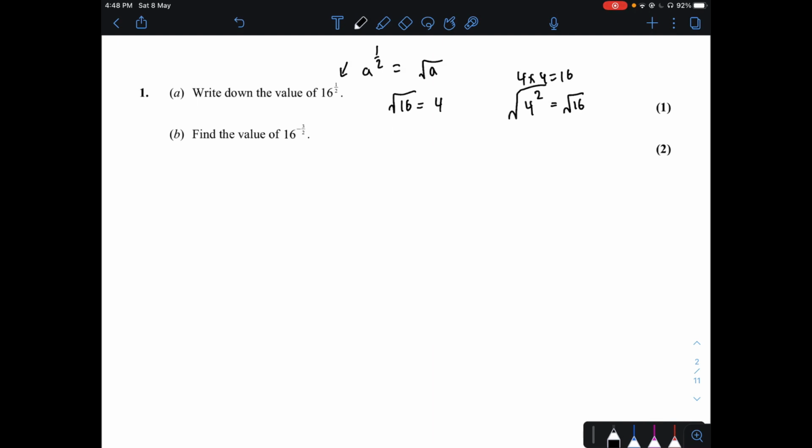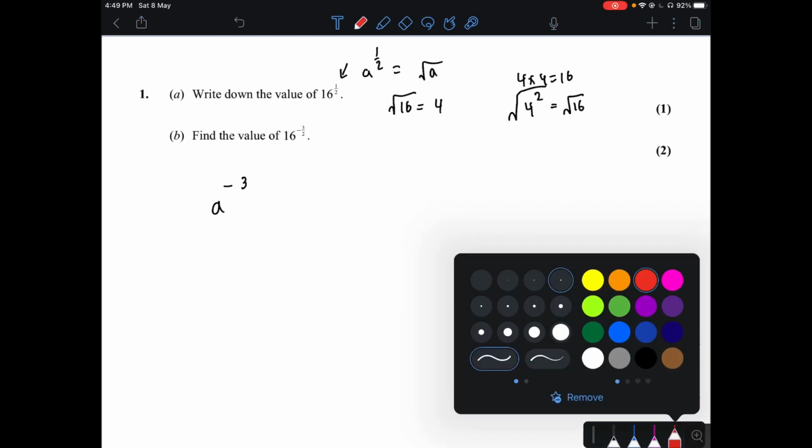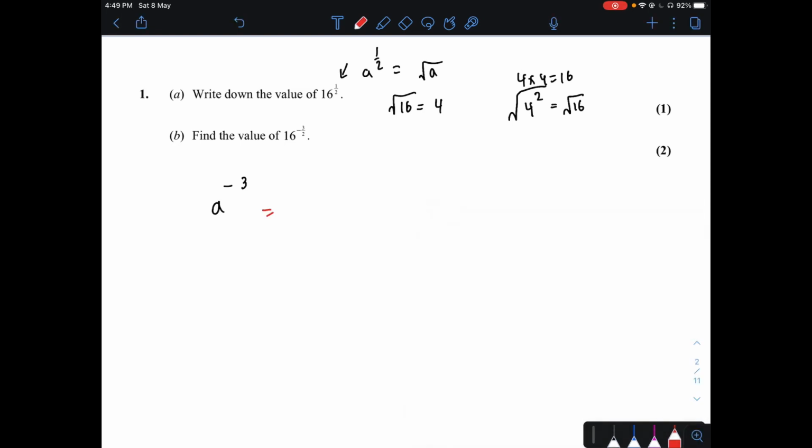Okay. Next, find the value of 16 to the power of minus 3 over 2. To understand what's going on here, we need to get rid of the minus. Whenever we have a to the power of minus, let's say 3, what we really mean is the same thing, but it's 1 over that same power. So similarly, this is 1 over 16 to the power 3 over 2. So now all we need to find is 16 to the power 3 over 2.